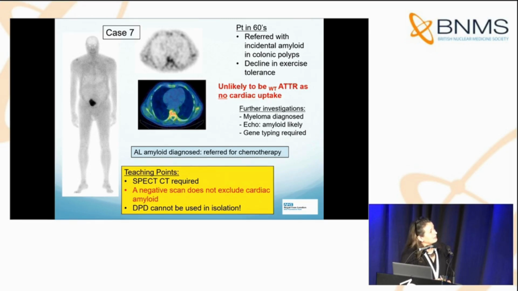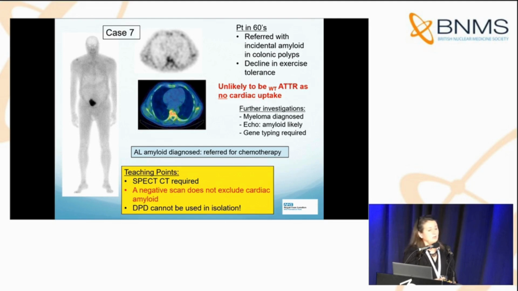Amyloid is likely. We would do genotyping just to exclude one of those hereditary variants that sometimes when the patients are younger, they can often have a negative scan, and when they're older, we can get positive DPDs, so we do them sort of every 2 years or so. So this is another one of those patients, AL amyloid diagnosed, and the patient was referred to chemotherapy.